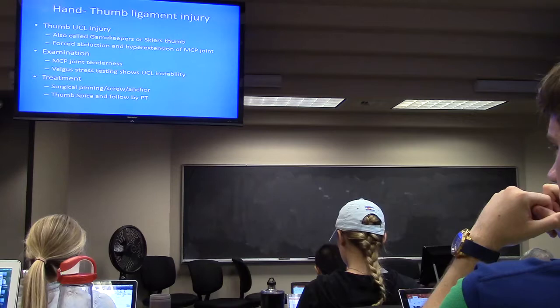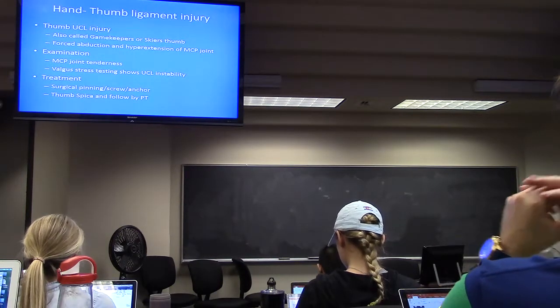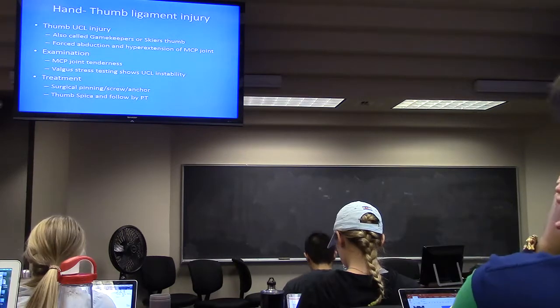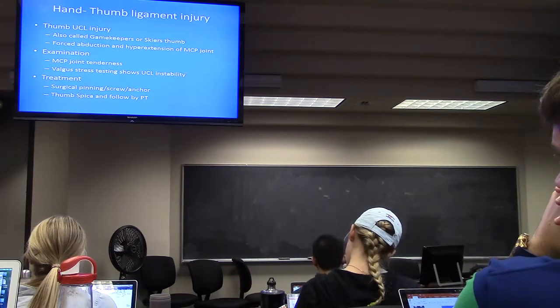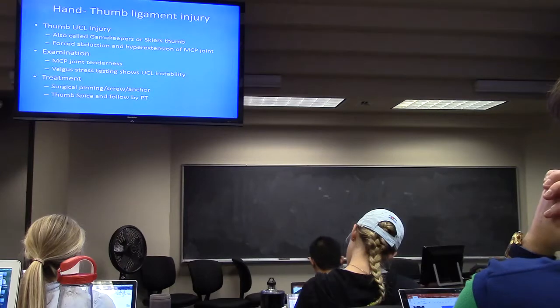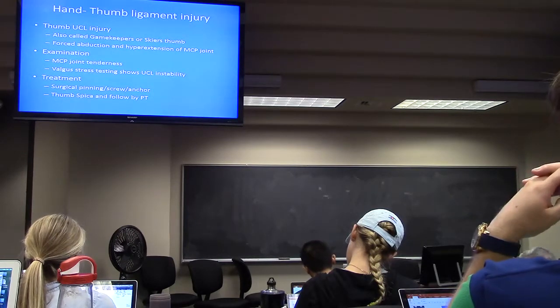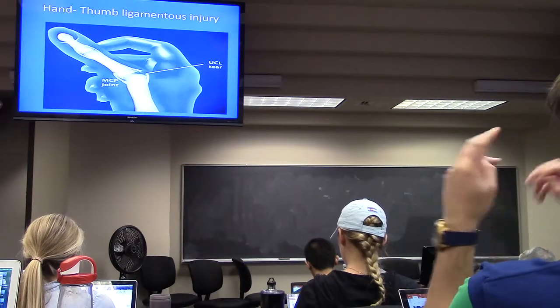So examination, you're going to have tenderness of the MCP joint. Valgus stress testing shows the ulnar collateral instability. So normally when you have your thumb, it should stop right here. But if you have your ligament rupture, there's nothing to stop it. It kind of goes all the way down. Treatment: surgical pin, screw, anchor, thumb spica, followed by physical therapy. So that's UCL tear.